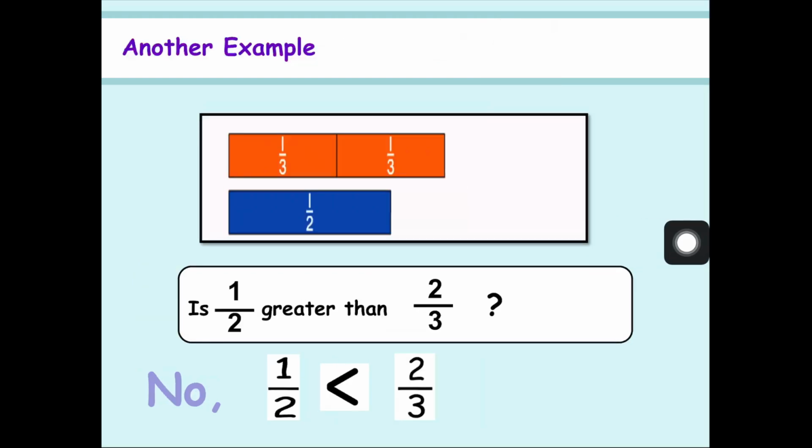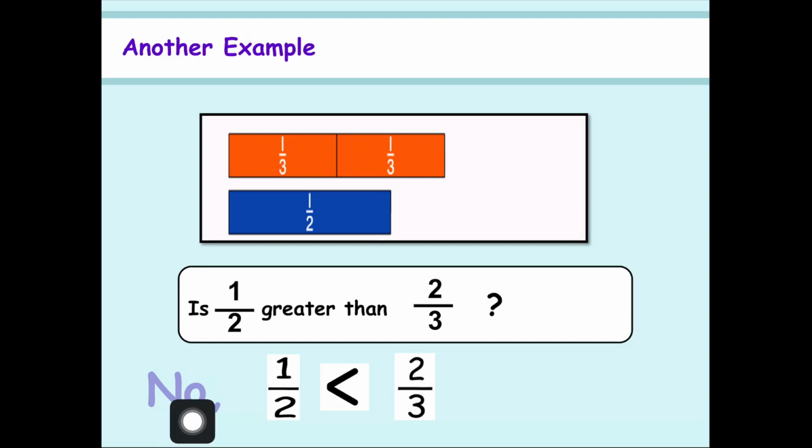Here's another example. Let's look over here. Over here I have 1/2. And then on top I have 1/3 and another third. Together these are 2/3. Right? So there's 2/3 over here and 1/2 over here. The question says, is 1/2 greater than 2/3? What do you think? Is 1/2 greater than 2/3?